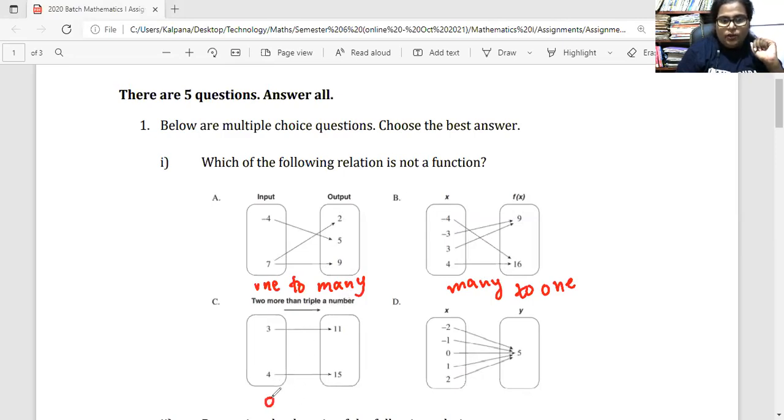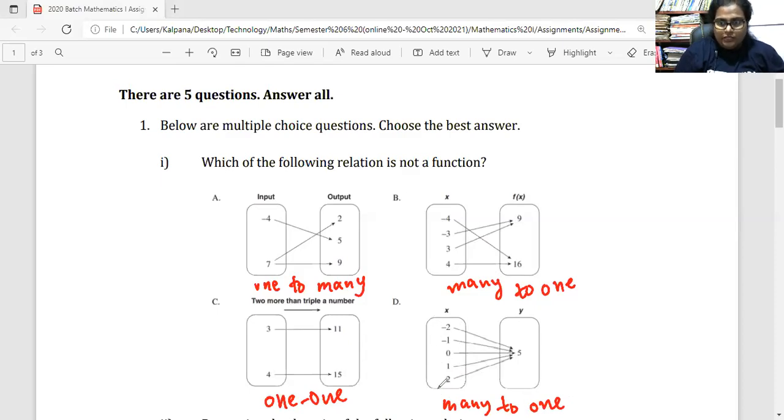And this is a one-to-one relation, because 3 maps to 11 and 4 maps to 15 here. So it becomes a one-to-one relation. And here you can see all the inputs, all elements in the domain, map to this single element. So it should be a many-to-one relation here.